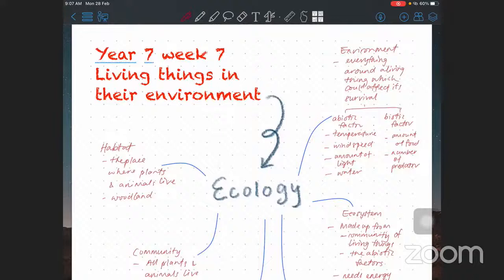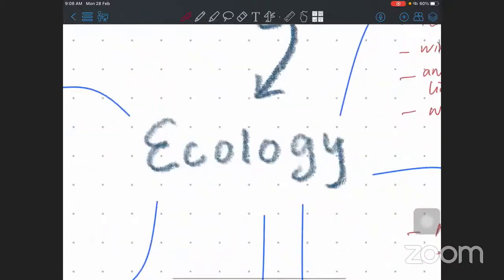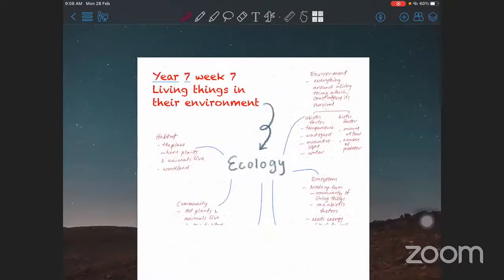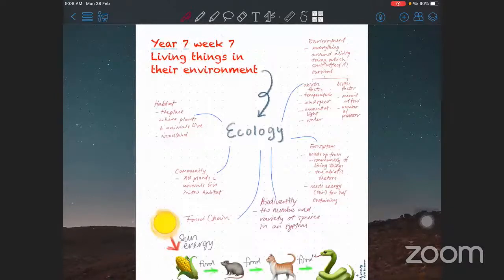This is Year 7, Week 7: living things in their environment. So we are learning about the environment. This is so-called ecology. Ecology means the knowledge of everything in our environment. Ecology is the keyword: the study of living things in their environment.